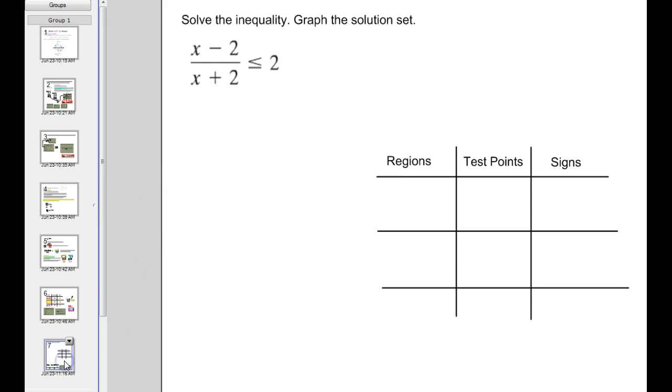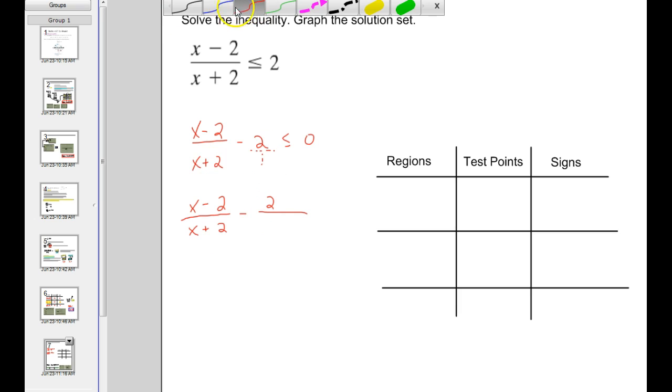All right, let's look at one last example and go through it step by step. So again, I'm going to subtract the 2 over to get it set to 0. You get a common denominator. The common denominator here is x plus 2. Since I already have an x plus 2 in that one, I don't need to do anything. Here, I can think of this as 2 over 1. To change this 1 to an x plus 2 on the bottom, I need to multiply the top and bottom by x plus 2.